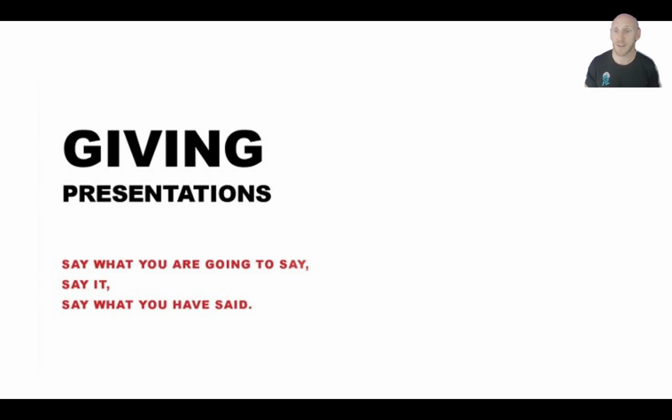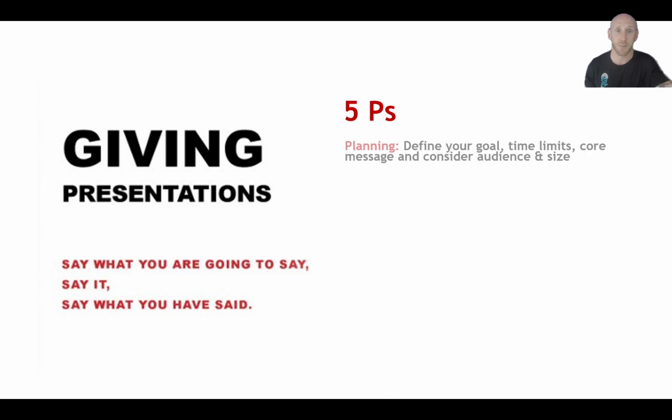Okay, so in terms of giving presentations, the three key things really are: say what you're going to say, say it, and then say what you've said. So you're almost summarizing the key hit home points that you're going for. And you can kind of go off these 5 Ps. So we've got planning. So that whole process of defining what you're going to talk about and what your hit home messages are is really important.